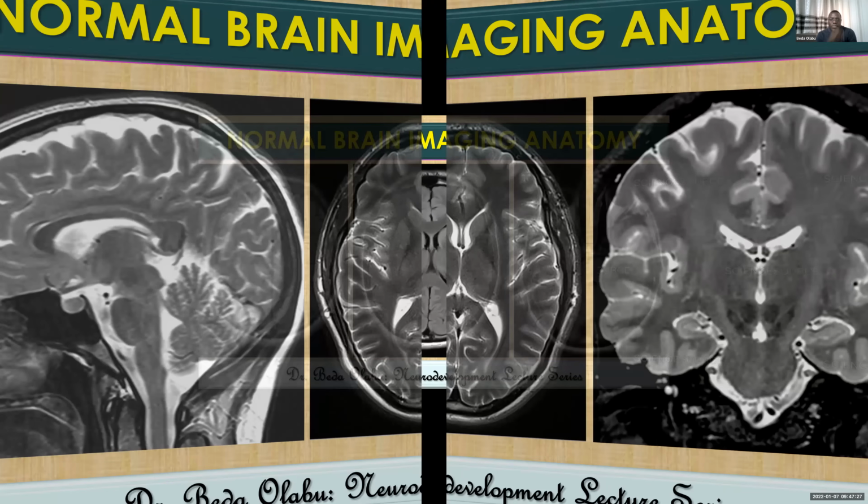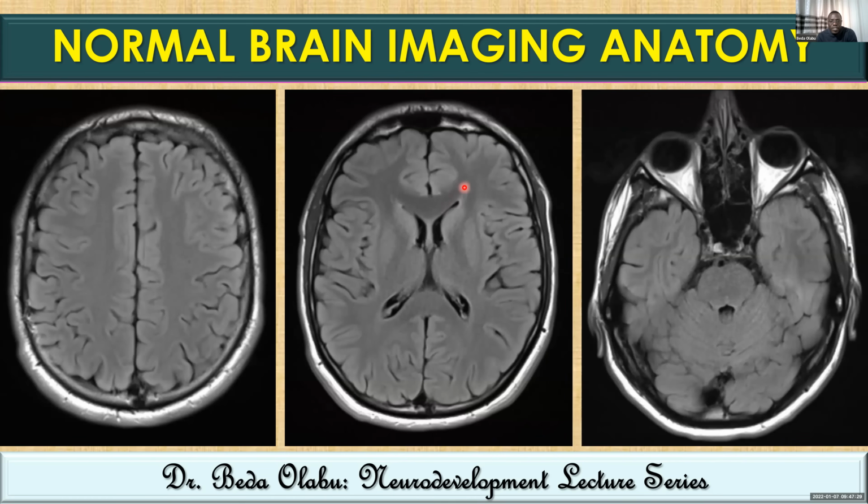How about these ones? They're all axial intentionally. The white matter is darker than the gray matter, so that's still T2. It's a special type of T2 because here the fluid is not bright as we expected to see in T2. Here the fluid is dark. We call this one T2 FLAIR. FLAIR stands for fluid attenuated inversion recovery. You don't have to remember that jargon, just say T2 FLAIR.